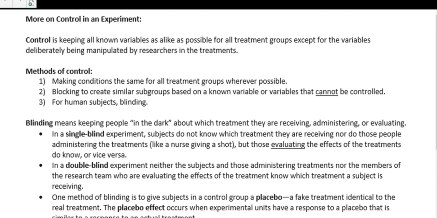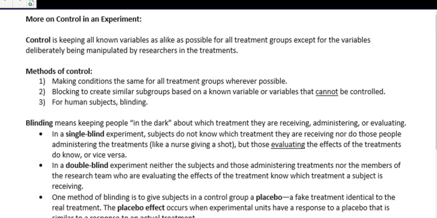Control is keeping all known variables as alike as possible for all treatment groups except for the variables deliberately being manipulated by researchers in the treatments. For example, in our tomato plant, we were trying to make sure all of our plants got the same amount of water, the same amount of sunlight, the same soil conditions, and so forth. We were deliberately varying the pruning and the fertilizer to see what happened, but we wanted to make everything else as alike as possible.